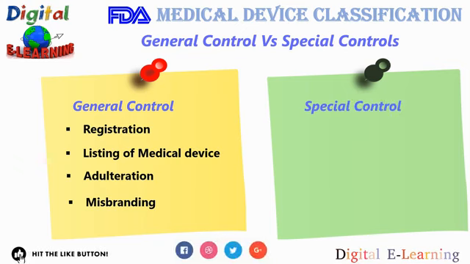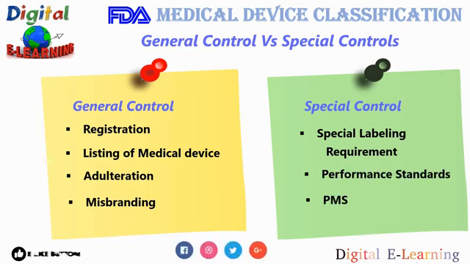Special controls. Special controls come into play when general controls aren't deemed to be sufficient to deal with the situation. Normally, class 2 and class 3 medical devices are subjected to special controls because they pose a higher risk to the patient than class 1. And special controls are the regulatory requirements for class 2 and class 3 devices. Some of the special controls include special labeling requirements, compliance with mandatory performance standards, and post-market surveillance.